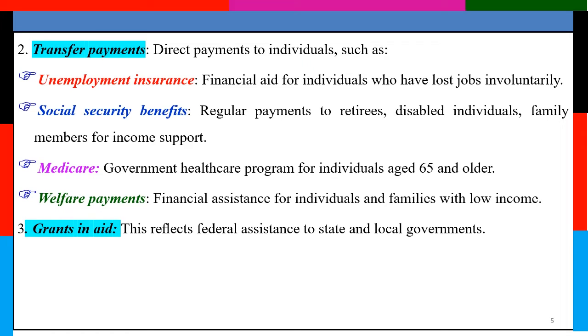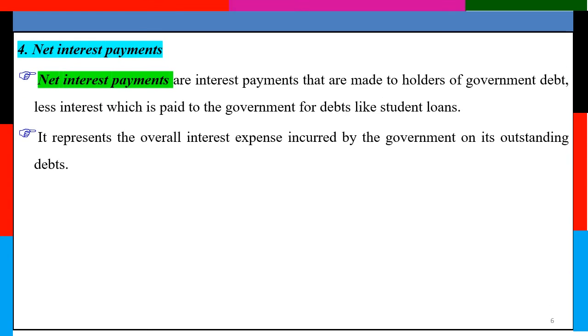The fourth type of government expenditure is net interest payment. As I told you, net interest payments are what? Interest payments that are made to holders of government debt, less interest which is paid to the government for debt like student loans.